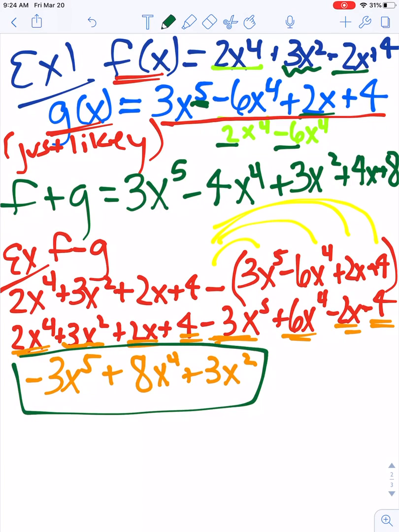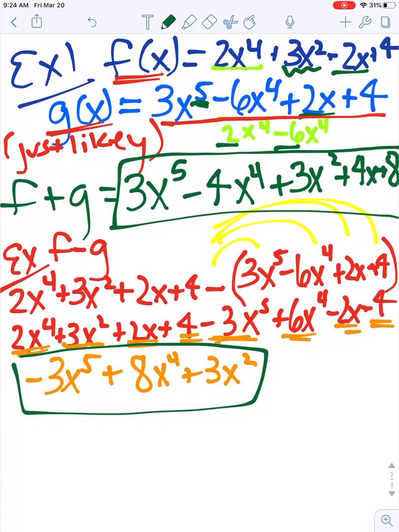So when we're subtracting them, we get negative 3x to the 5th plus 8x to the 4th plus 3x squared. But when we add them, you can see we get a longer expression. That makes sense because you're adding, so it should be longer.